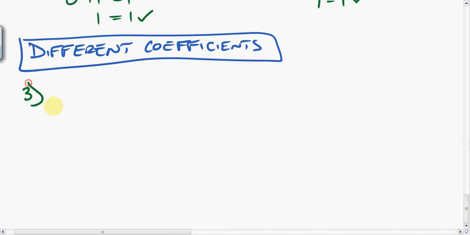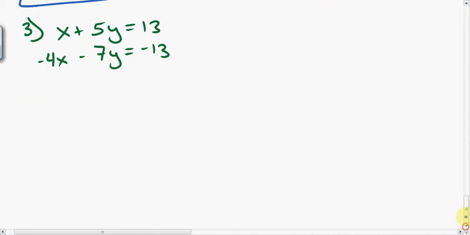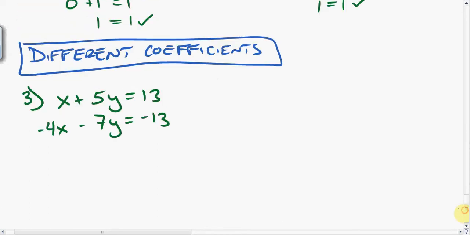So problem 3, 3 of 3 here. We've got x plus 5y equals 13, and we've got negative 4x minus 7y equals negative 13. So we can't add, can't subtract, because the y's won't cancel, and our goal is either to cancel the y's or the x, and neither of them will currently cancel.